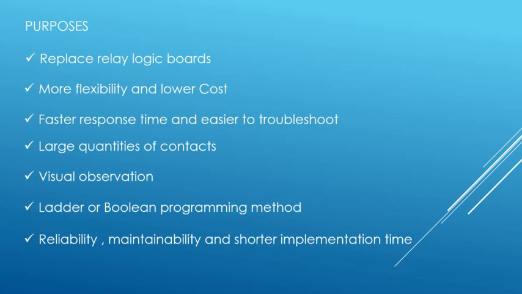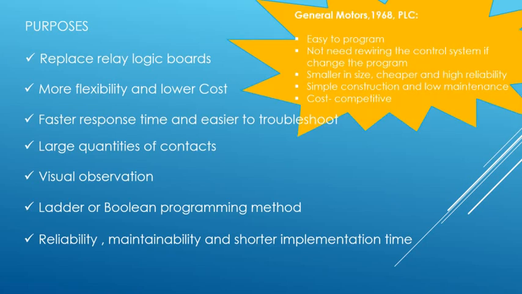But now we don't need to do any wiring between the input and output. Everything is done in the PLC. So generally, in 1968, GM said they wanted the PLC to do the following, and this is very similar to what we have as a purpose. Easy to program, yes it is. No need for rewiring the control system. If you change it, all you need to change is the program. Small in size, cheaper, and high reliability. Simple construction, low maintenance, and the price should be competitive, but it is very cheap.